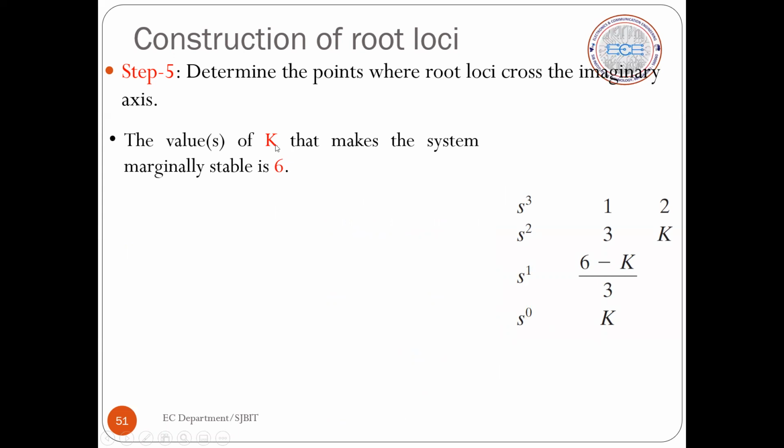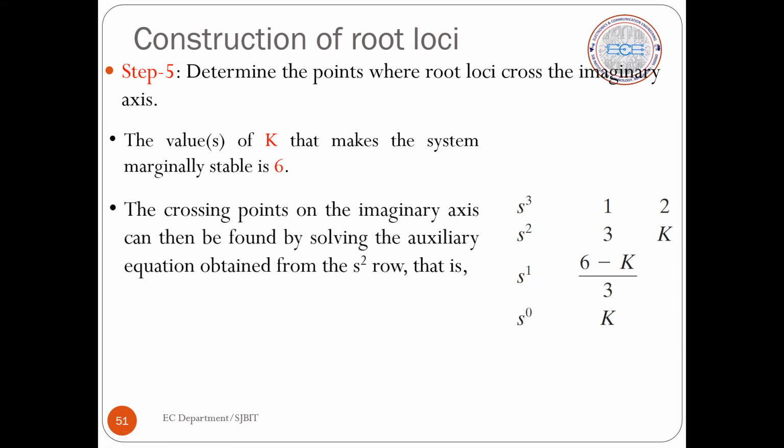So the value of k, if it is 6, then it is marginally stable, we call it. Why? Because the numerator becomes 0. Immediately after that it will become negative. Any value beyond 6, if k takes, then it will become negative. So for 6 it is marginally stable. For the marginal stability point, we found that the root locus crosses the imaginary axis.